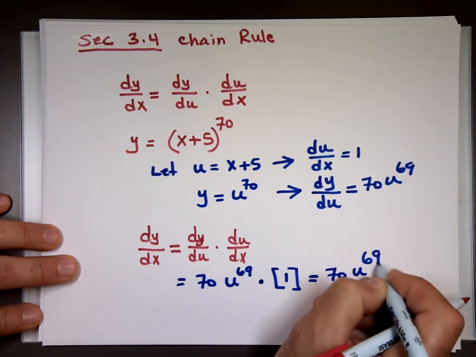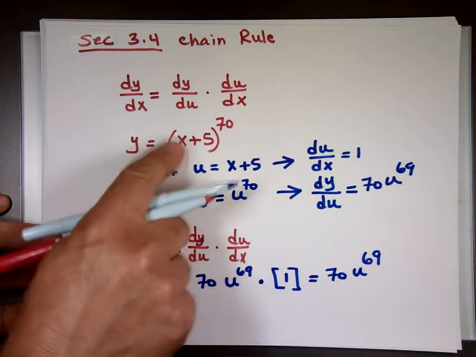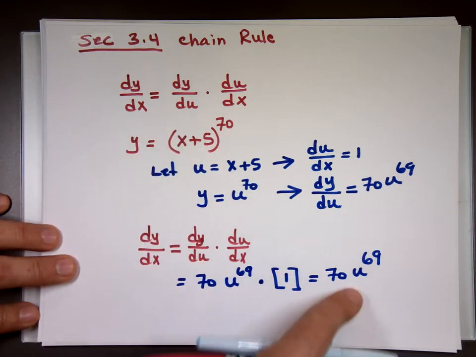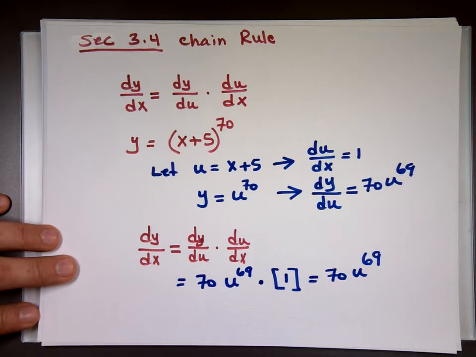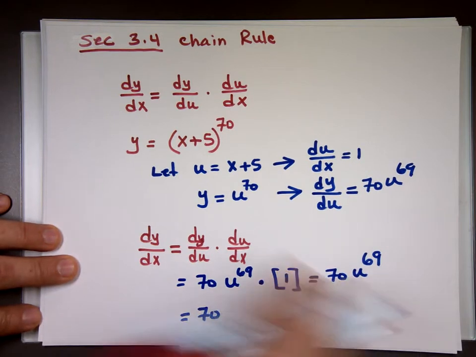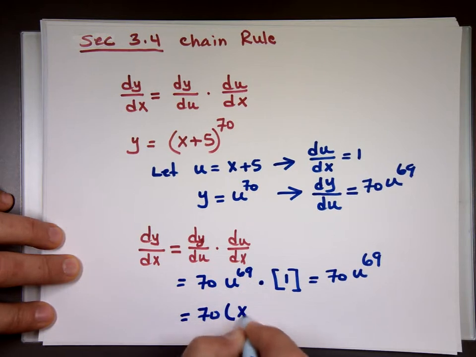I guarantee you if you put this on the computer, they'll mark it wrong. Why? Because the computer doesn't even know what u is. The problem was given to you as (x plus 5) to the 70. They wanted dy/dx. Don't give me a u in it. So how do we change the u to x? Yep, you replace u again with the value of u, which is x plus 5. So 70 times (x plus 5) to the power of 69.